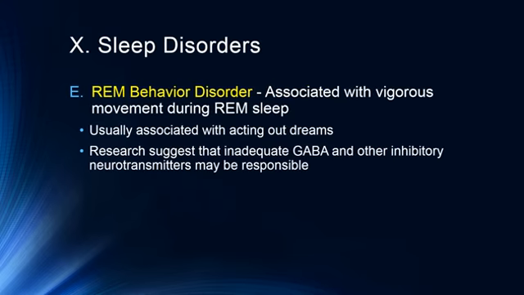REM behavior disorder is associated with vigorous movement during REM sleep, usually associated with acting out during dreams. Research suggests that inadequate GABA and other inhibitory neurotransmitters may be responsible. I imagine that this is something that I have, because I wake up and it looks like I have been wrestling somebody in the bed during the night.